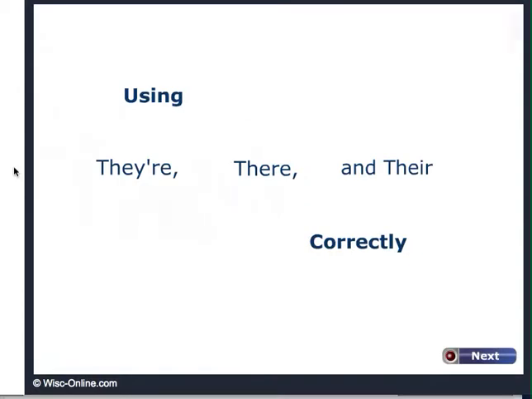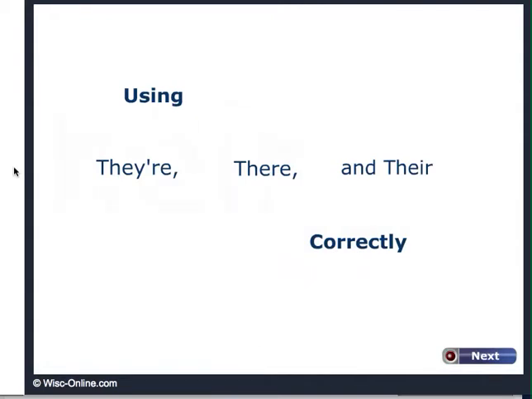Today we're going to focus on the use of they're, there, and their. As seniors in high school, you should be able to use these correctly, and more importantly, as seniors enrolled in a dual credit English course, you should be able to use these correctly. However, as I know from past years, that's not always the case.